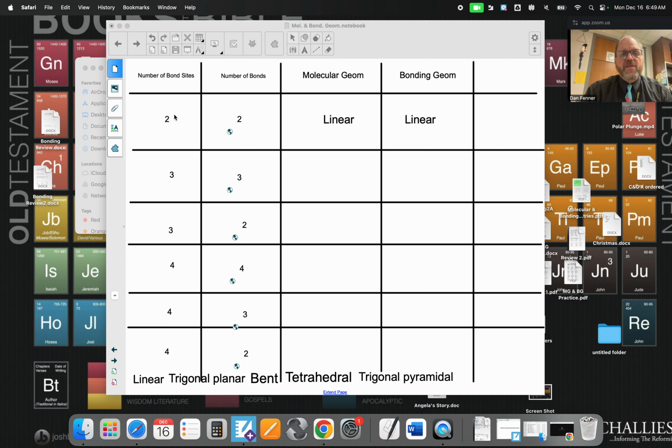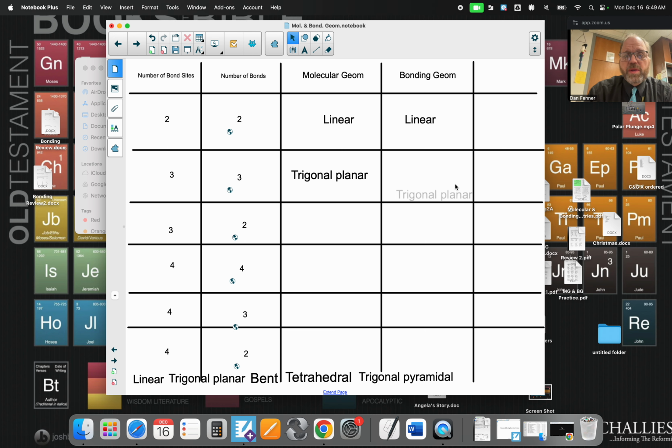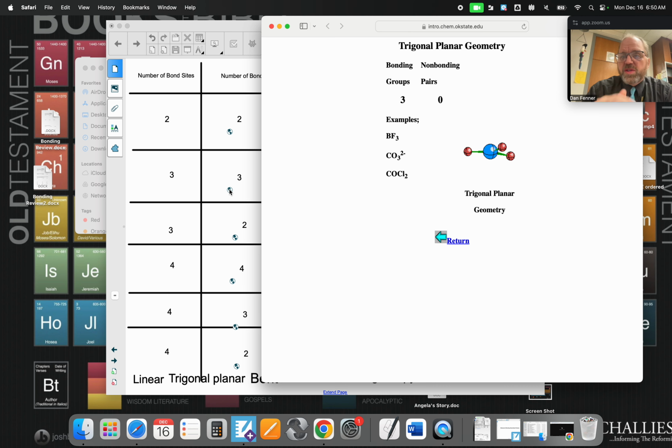Now let's do three bond sites and three bonds. We call that trigonal planar because if we look at it here, this is the structure. It's a triangle and it's all in the same plane. And whenever the number of bond sites and bonds are the same, bonding geometry is also trigonal planar. So there we go. You see the flat layer, that's a plane, and you can see the triangle, that's trigonal planar.